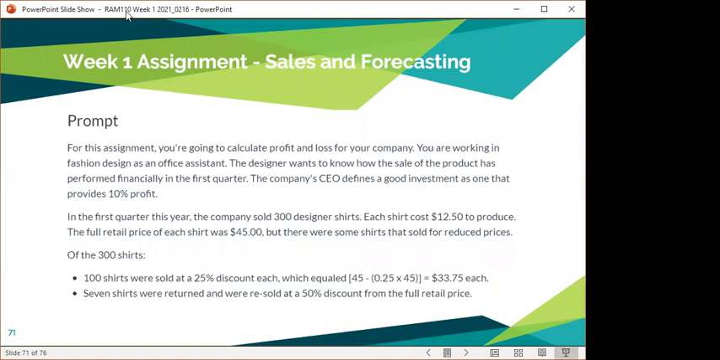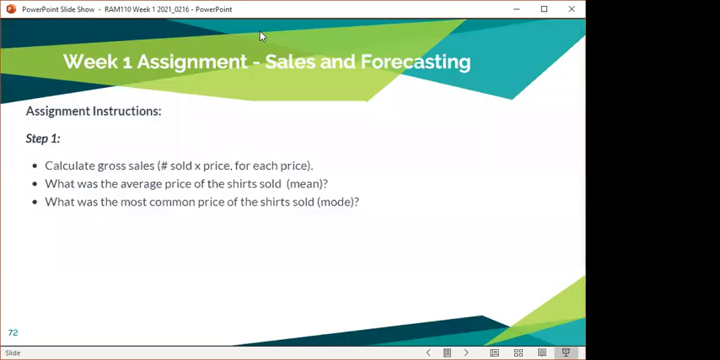So yeah, we're nearing the end here. I'm a little over on time, and I apologize for that, but I do want to get you some week one assignment tips. This is where you're calculating profit and loss for a company, and the CEO defines a good investment as one that gives a 10% profit. So what I'm going to do is just go through this quickly and give you some of the answers because you're given some information here, and we're going to calculate this together.